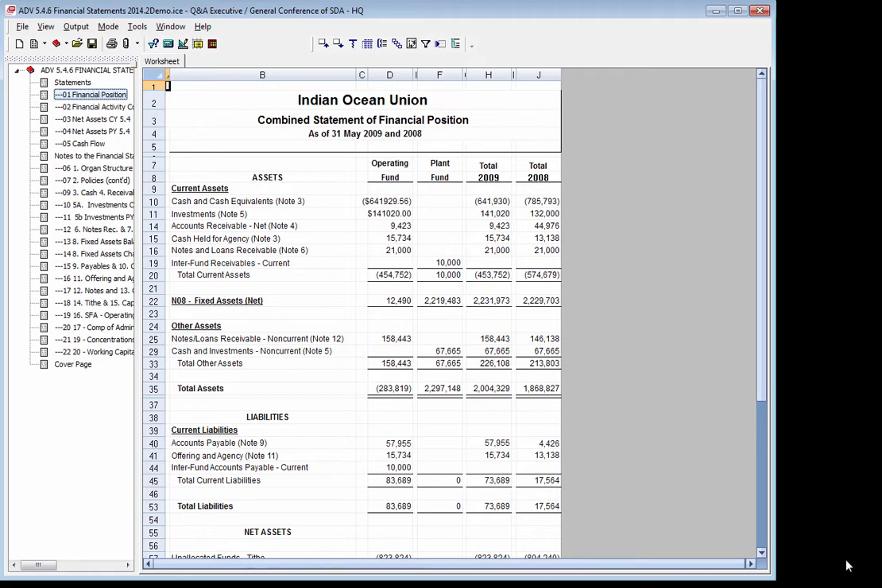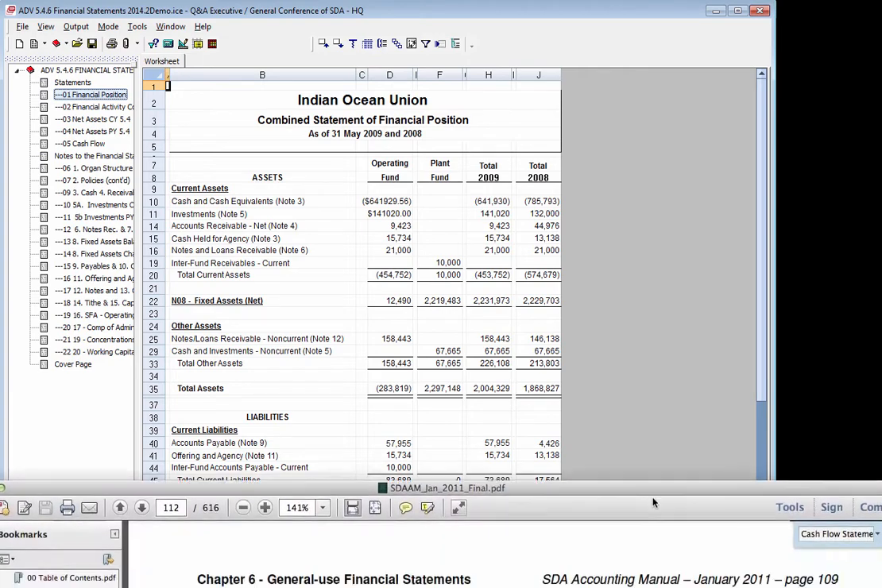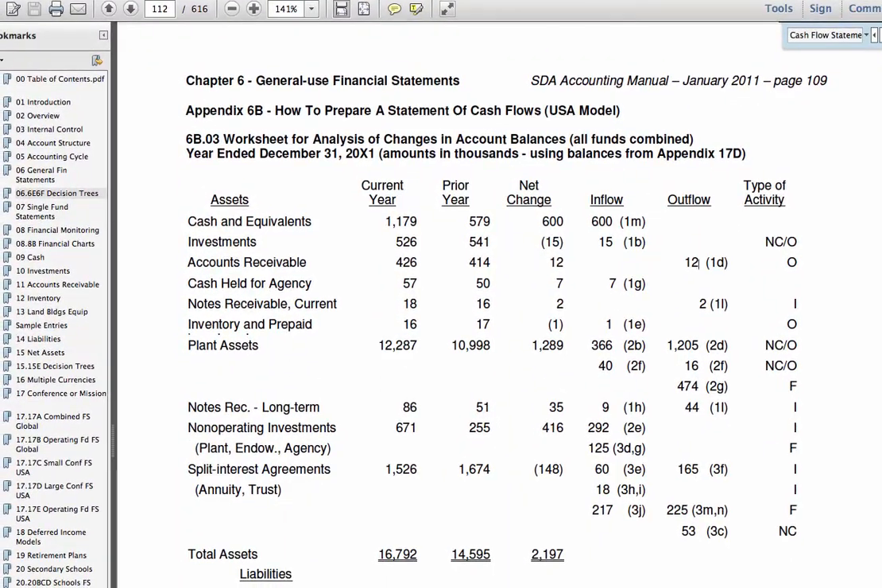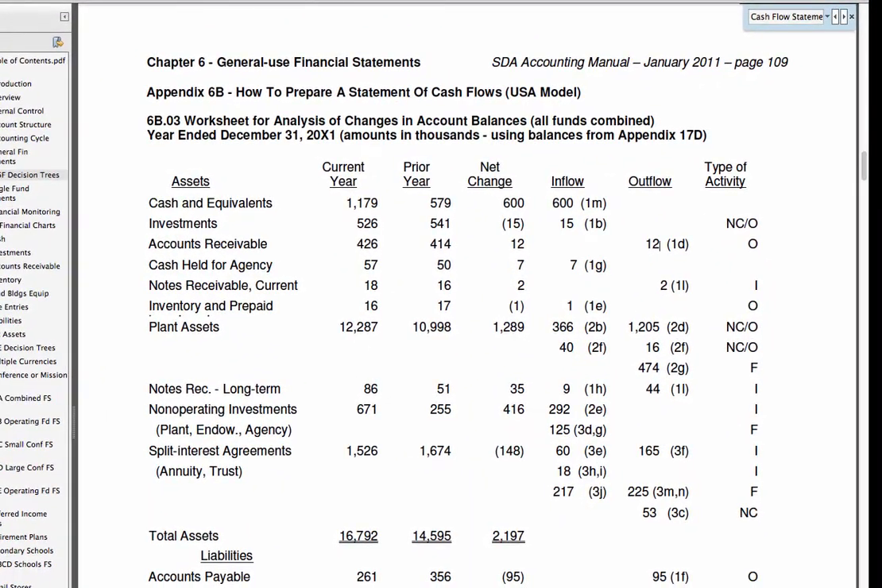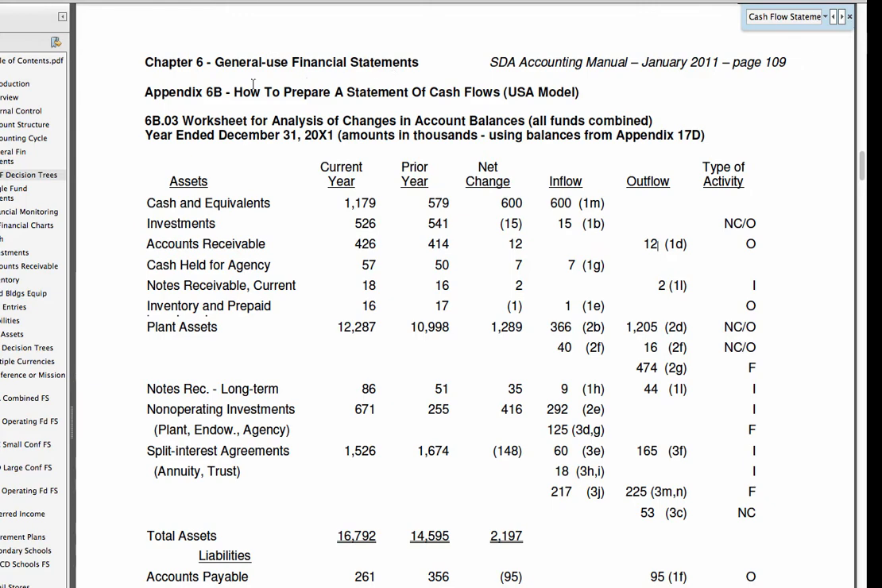All right, in order to do this, I would like to start off by reminding you how a cash flow statement is made. And so the handiest way I can do that is to grab the instructions on how to make a cash flow statement from the accounting manual. So here's Appendix 6B in the cash flow statement. Appendix 6B from the accounting manual.